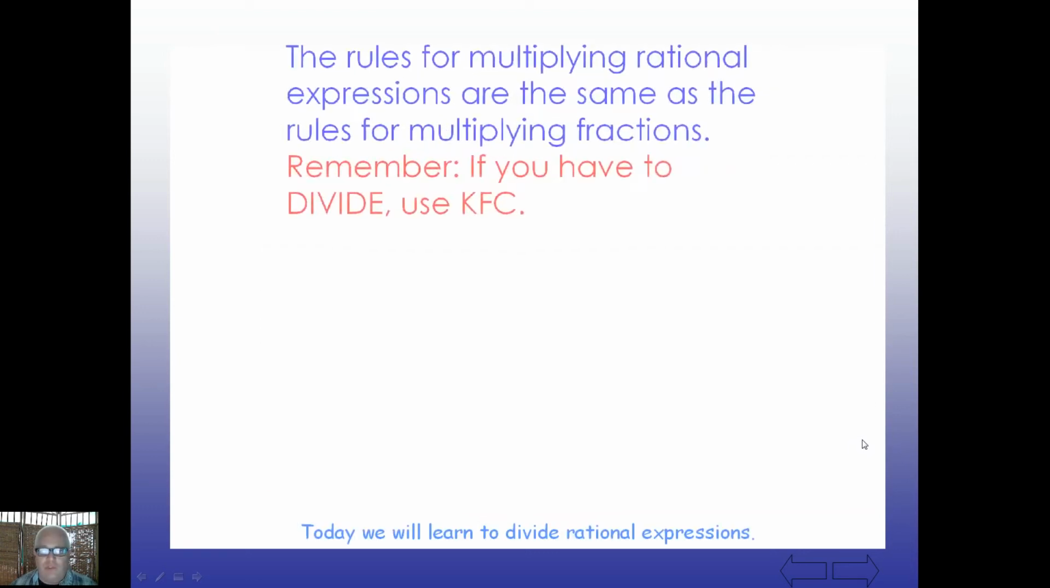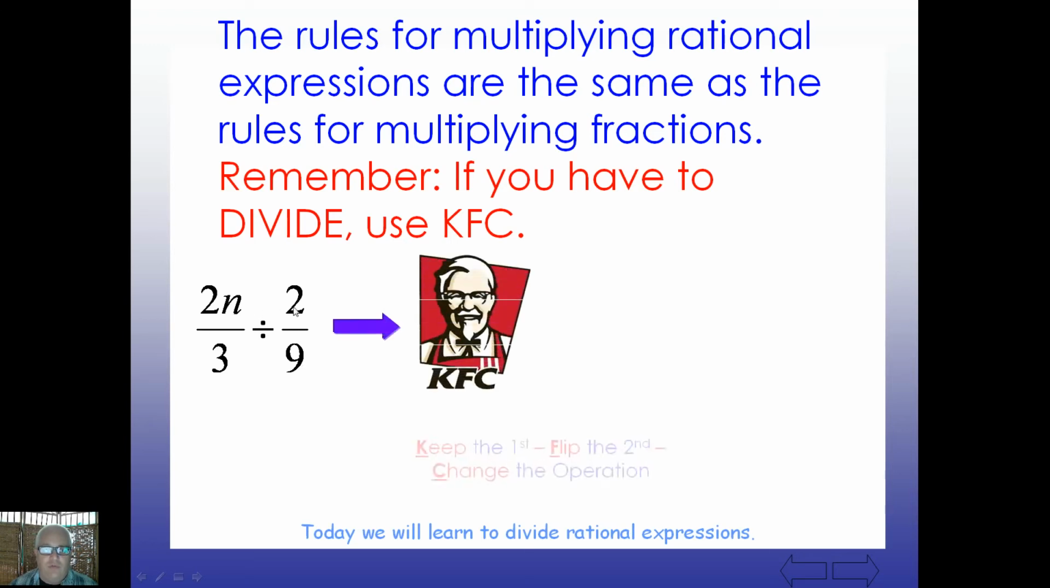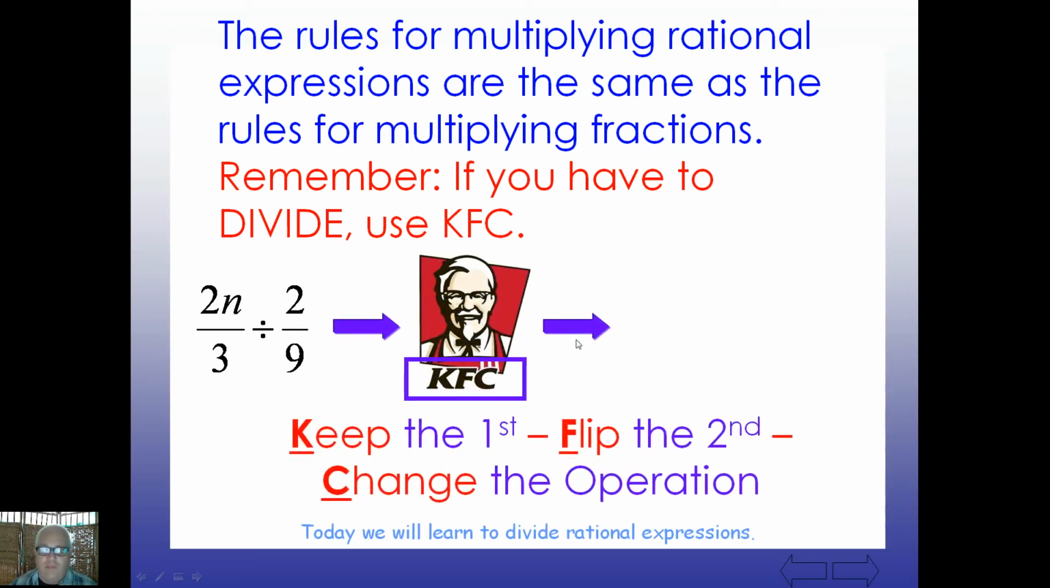It's going to be very similar to what you saw. The rules for multiplying rational expressions are the same as the rules for multiplying fractions. Remember that if you start with division, though, if we have to divide, we're going to use KFC. And KFC, if you recall, let's just take a real quick example. 2n over 3 divided by 2/9. So 2n over 3 divided by 2/9. Remember what KFC says: keep the first, flip the second, change the operation.